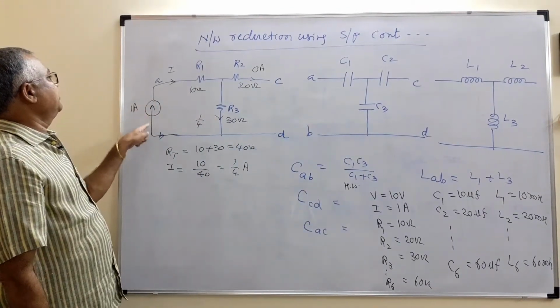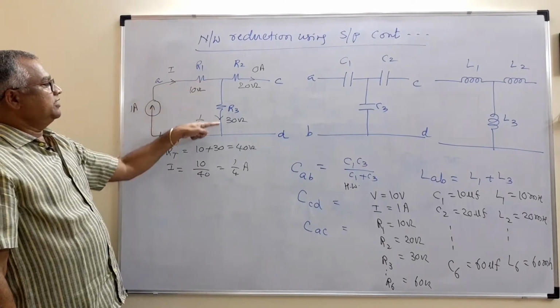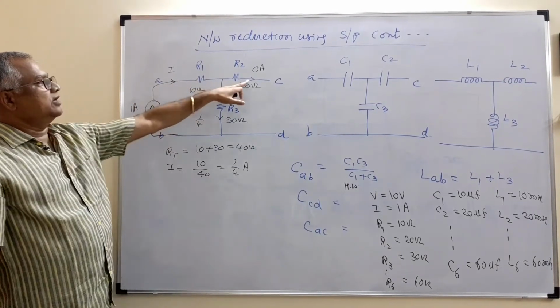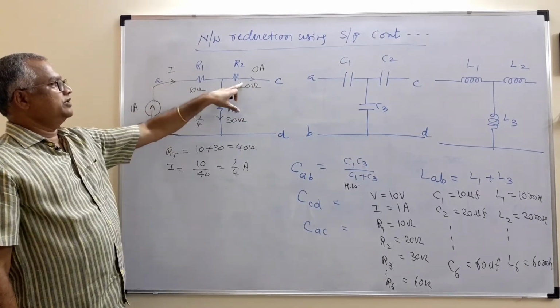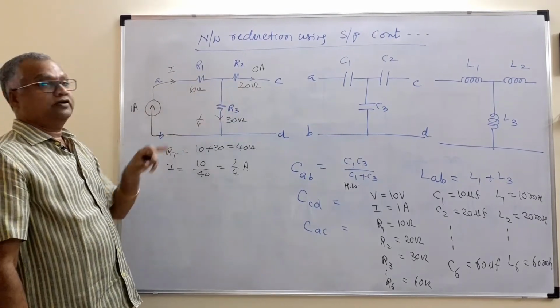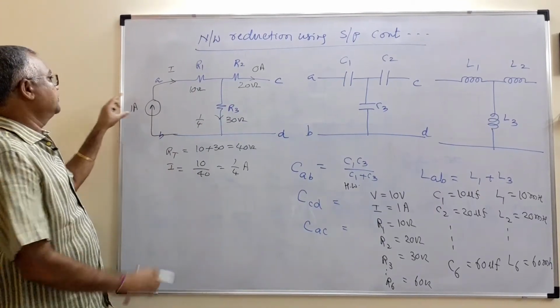So if this is giving 1 ampere, what is the current here? 1 ampere only. Again, what is the current here? 1 ampere only. Then current will not flow here, 0. Then find voltage, power. So repeat the same thing with the current source also.